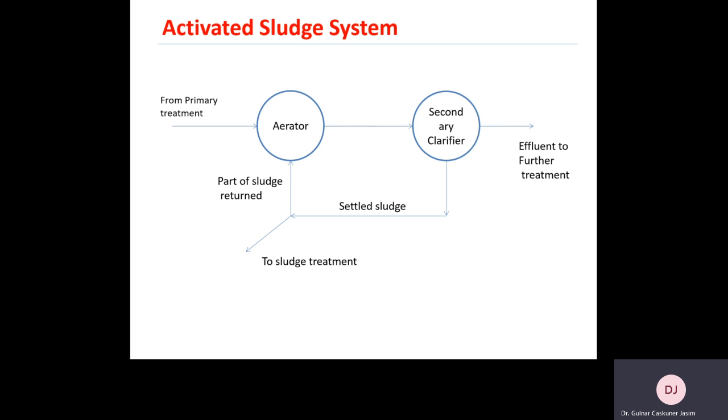Here you can see what an activated sludge system looks like. The wastewater, after having primary treatment, comes to the aerator first. Then after aeration, it goes to the secondary clarifier. And settled sludge from the secondary clarifier goes to sludge treatment, but part of it returns to the aerator. Then effluent goes to further treatment if there is a need.